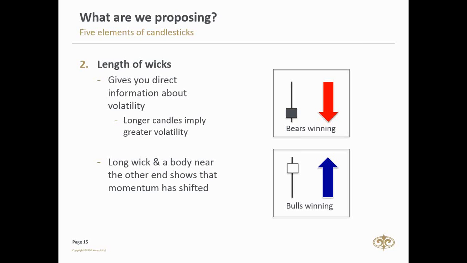A long wick and a body near the bottom end, or near the other end of the candle, shows that momentum has shifted. Okay, so in this scenario here, that's where the market opened. That's where we closed. But intraday, the bulls tried to push the price a bit higher, and you can see ultimately we closed here. So in that scenario, the bears are still winning. Same scenario here. That's where we opened, and that's where we closed. But intraday, the bears tried to push the market down, but the bulls won the battle. Okay, so the length of the wicks, as I mentioned in the highlight just now, shows you volatility.